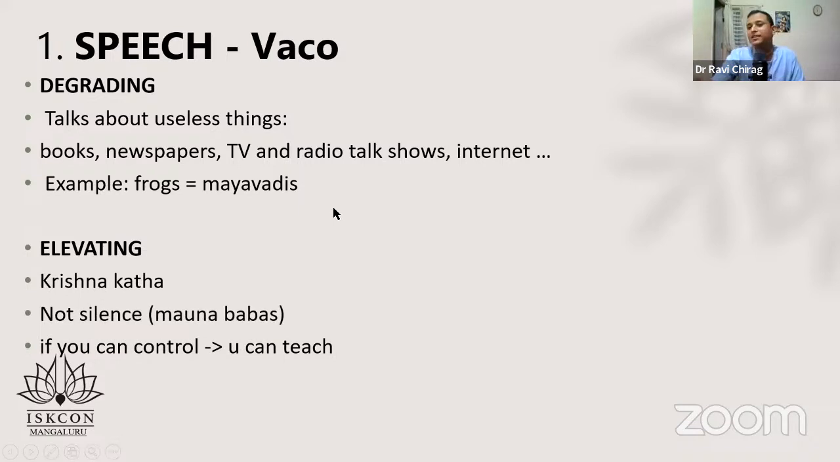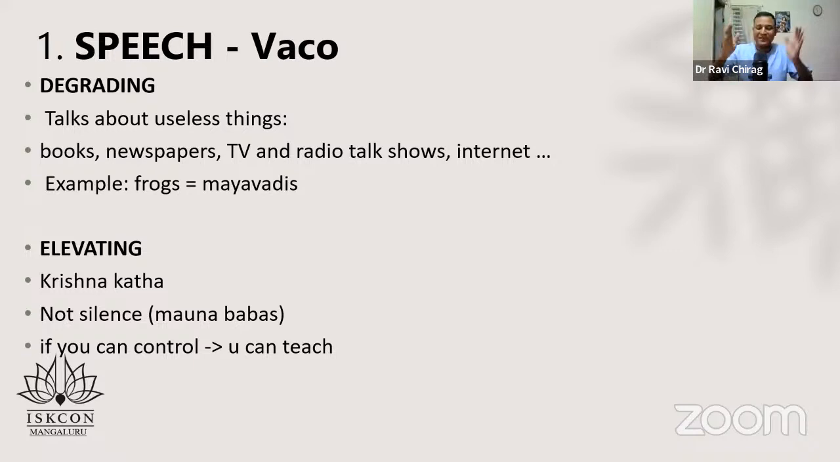First is Krishna Katha. Group discussion about Krishna is elevating. So Krishna Katha is elevating, not silence like the Mauna Babas. You have seen many people.